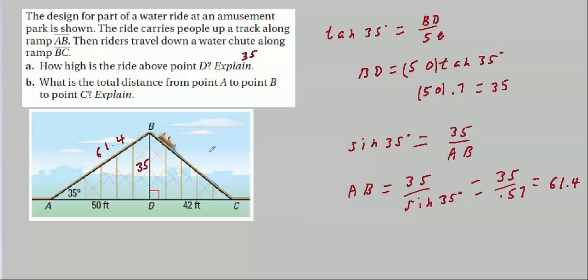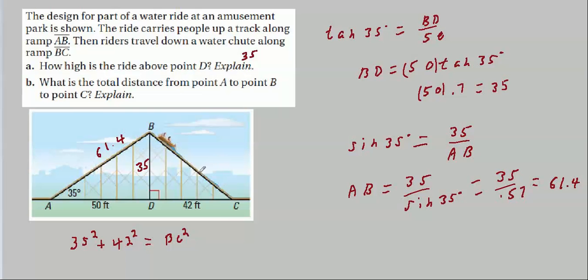Now this one, we don't have any angles, so Pythagoras' theorem might actually be a good way to go here. So what does that give us? It gives us 35 squared plus 42 squared would equal BC squared. Why am I doing that? Well, we're going to find AB, we just did, and then BC. And then we're going to add them together.